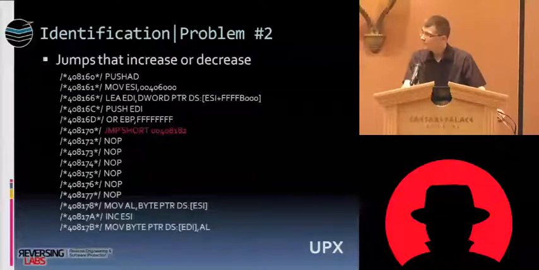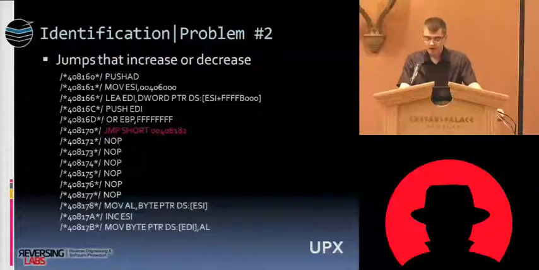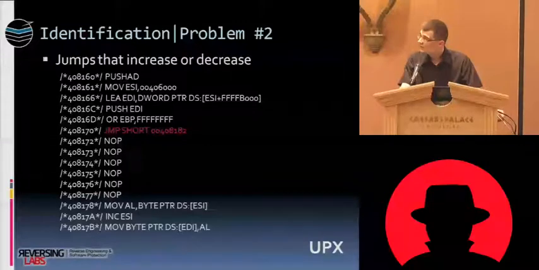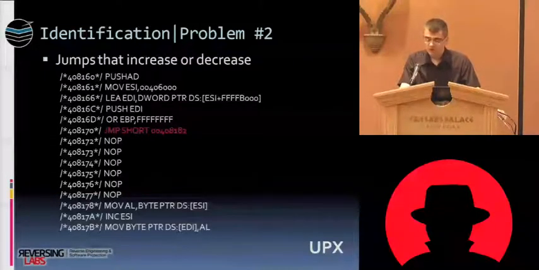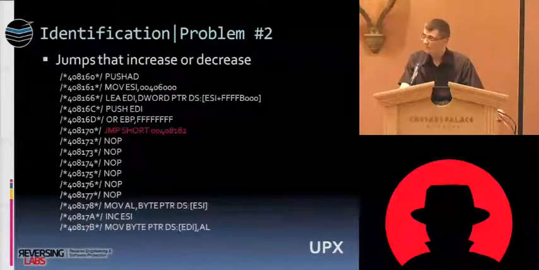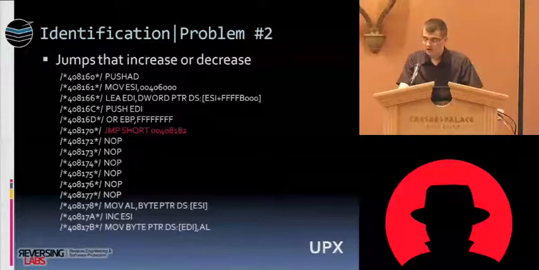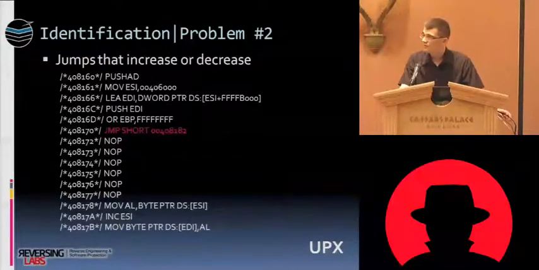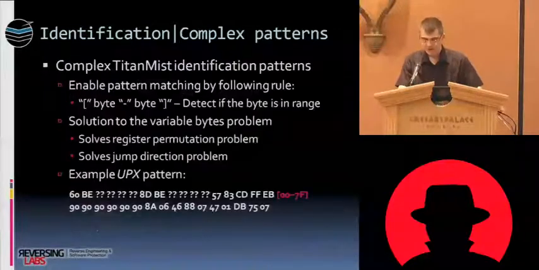So problem number two we saw identifies random bytes that can be used as well. If you look at the highlighted part, that's a jump. Throughout the versions of UPX, that jump can have certain values. It can increase or decrease in jump length. So in order to have a simple signature that's not just going to be a bit masking for the value of the jump, we added ranges.